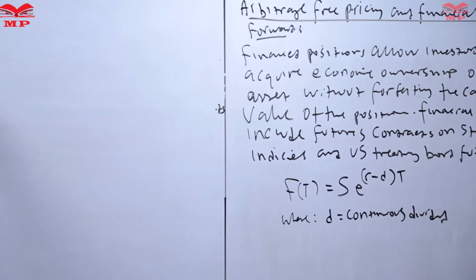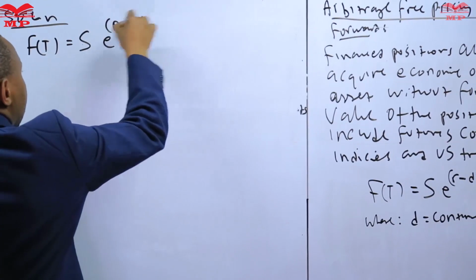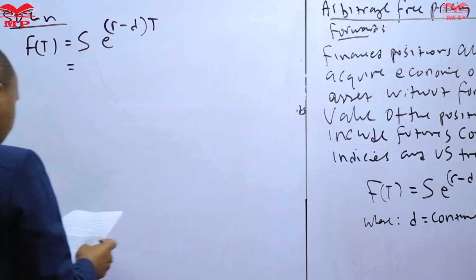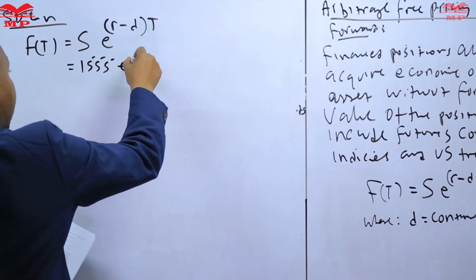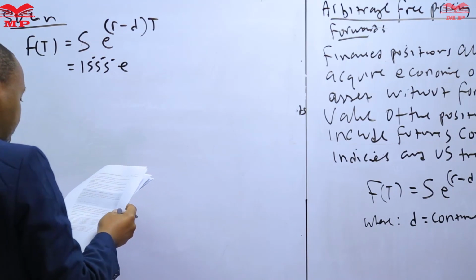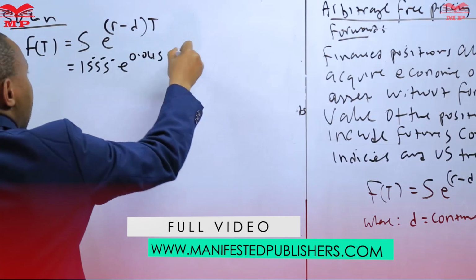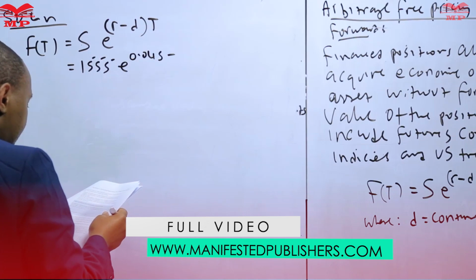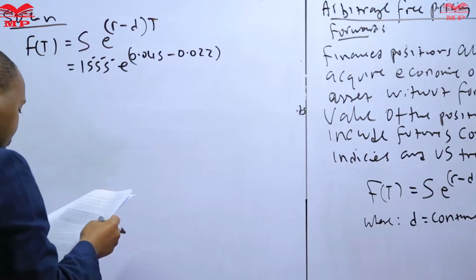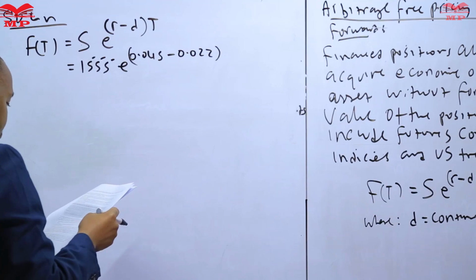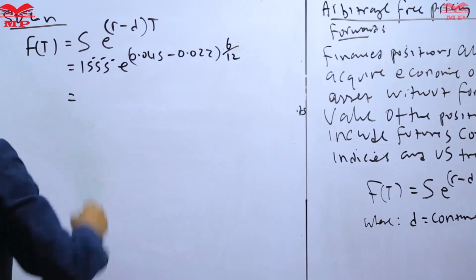So we already know the solution. FT is equal to S e^((R minus D)T). So the spot price is how much? The spot price for the NSE 20 is 1,555, and then we have e, the transcendental value. For R minus D, the risk-free rate is 0.045, that is 4.5%, minus the dividend. The current yield is 2.2%, 0.022. And then the time is how many months? I can see 6 months, so it's 6/12.